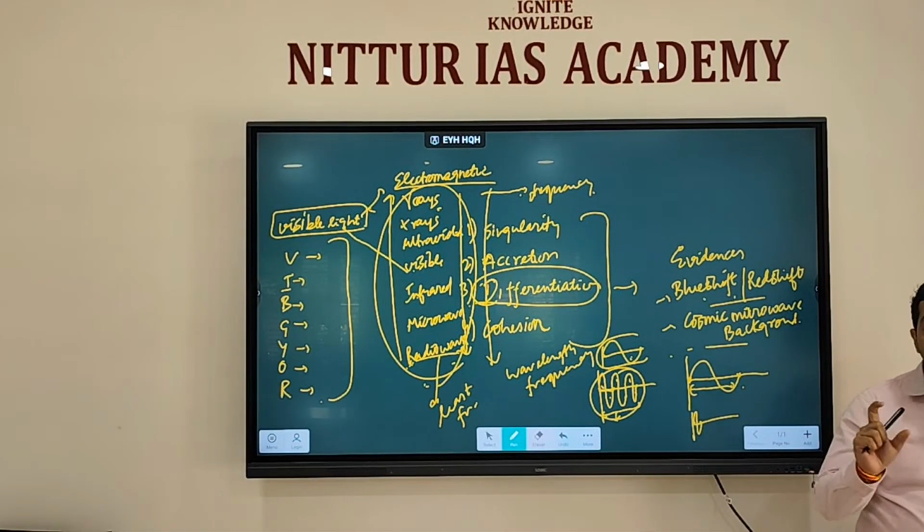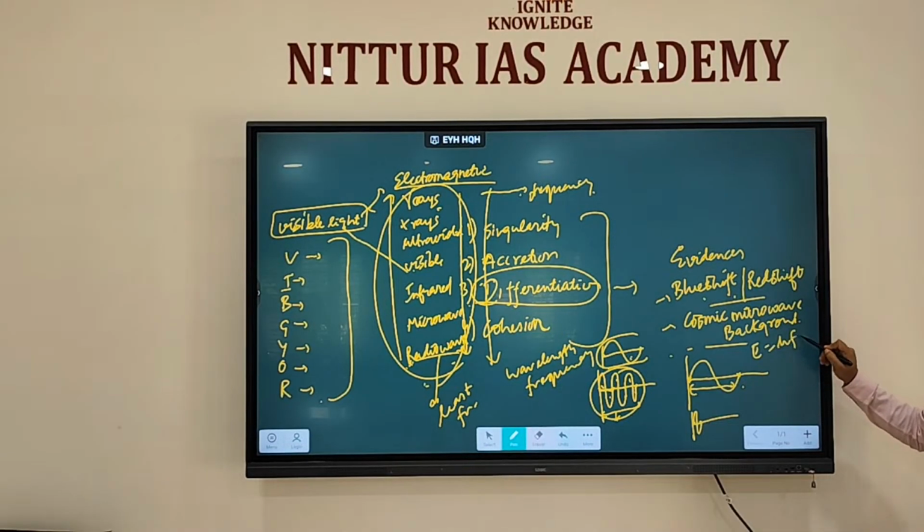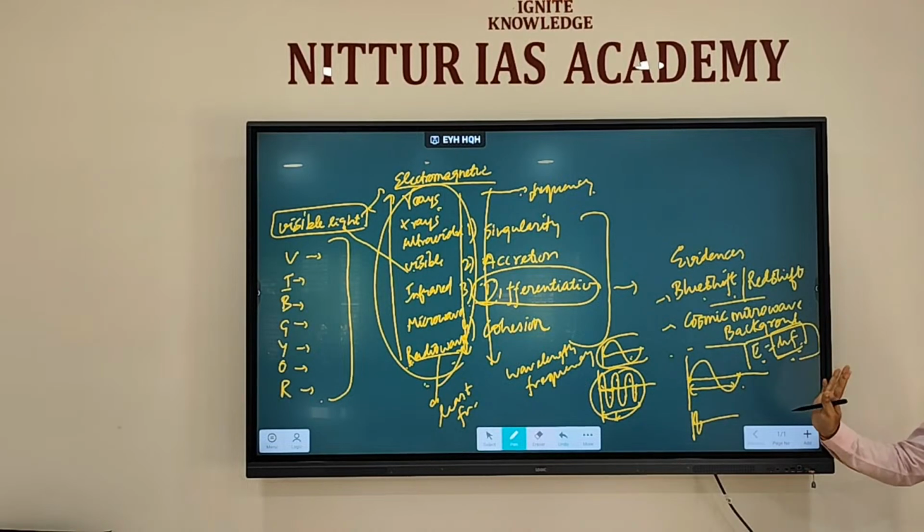Now energy of a wave depends upon what? Energy of a wave depends upon frequency. The formula is E equals hf, where h is called Planck's constant. This is what you have studied in 11th and 12th physics. If you're not remembering, no need to remember, I'm just explaining this. Remember this particular part.